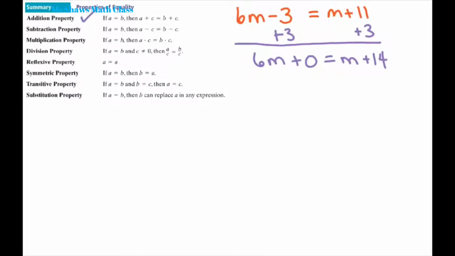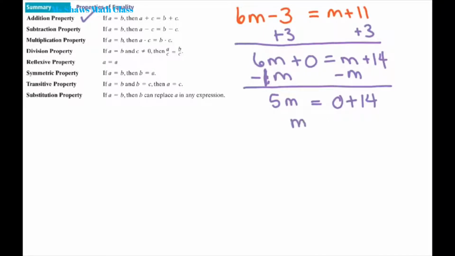Now what we're going to do is use a subtraction property. This is the zero property of arithmetic. We're going to subtract m from both sides. So that's like 1m. What is that doing there? Well, that's a 1. So you have 5m, and we can forget about the 0. And this is 0 plus 14. So we get 5m equals 14. And then you're going to use your division property and divide both sides by 5. So we get m equals 14 divided by 5.